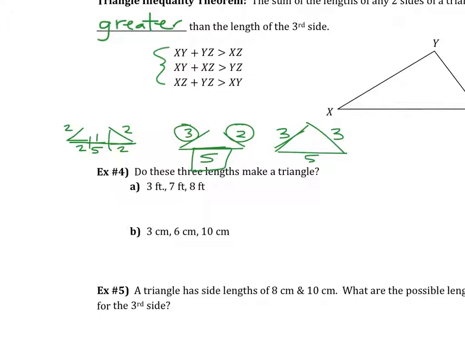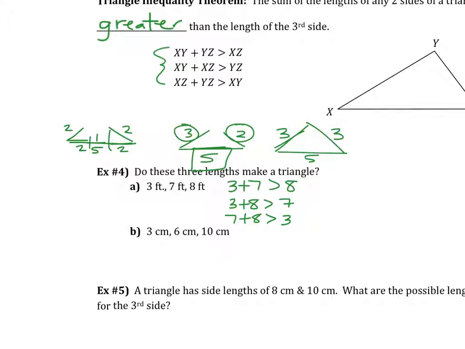It says, do these lengths make a triangle? You should be able to set it up that 3 plus 7 is greater than 8, that 3 plus 8 is greater than 7, and that 7 plus 8 is greater than 3. If all 3 inequalities are true, it will make a triangle. If any one of them is not true, it won't make a triangle, okay?